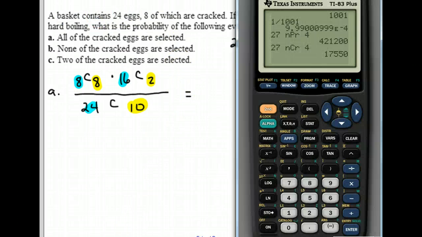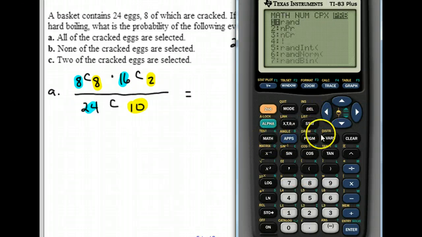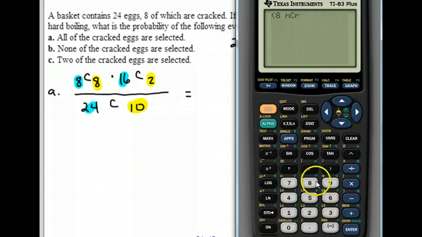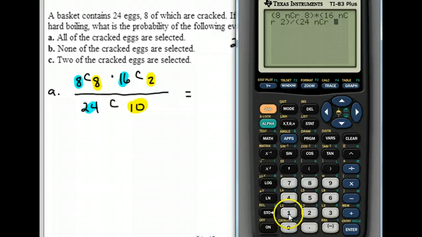Alright, now, when I go to my calculator, I can literally type it in just like this. I'm going to put it in parentheses just so you can see it. But 8, choose 8, times 16, choose 2. Alright, that's my numerator, and then divide by 24, choose 10.